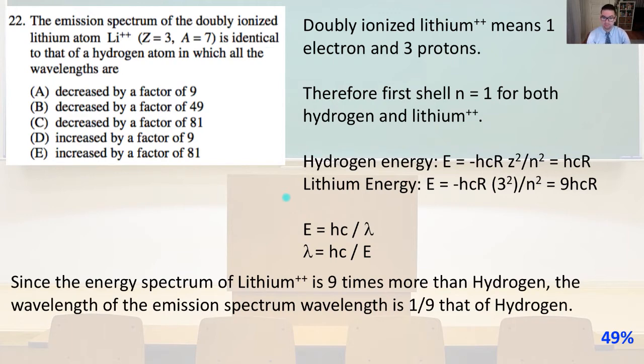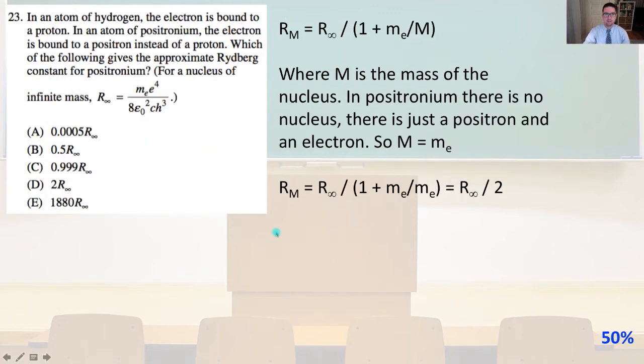where E equals hc over lambda, and lambda equals hc over the energy. So since the energy spectrum of the doubly ionized lithium is 9 times more than hydrogen, the emission spectrum wavelength is 1/9 that of hydrogen, and so that is answer A. Decreased by a factor of 9.